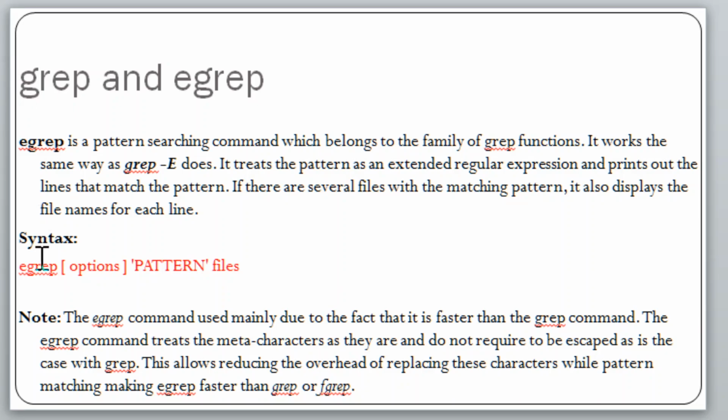So the syntax for that is egrep, the options, the pattern you're searching for in the file, just like grep. Take note that the egrep command is used mainly due to the fact that it's faster than the grep command. The egrep command treats the meta characters as they are and does not require them to be escaped, as is the case with grep. This allows reducing the overhead of replacing the characters while pattern matching, making egrep faster than grep or fgrep. Okay.